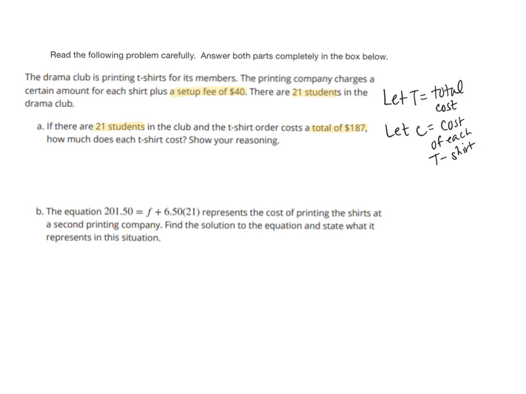All right, so if we're trying to find the total cost, the total cost is going to be $40 plus your 21 students times the cost of each shirt. So if each student's getting a shirt, then that's going to give us our value. All right, so we know that the total cost is $187. So we need to solve this.